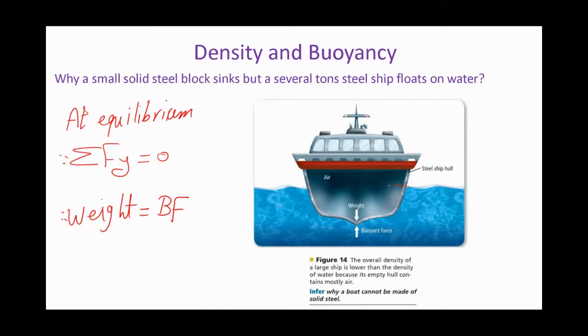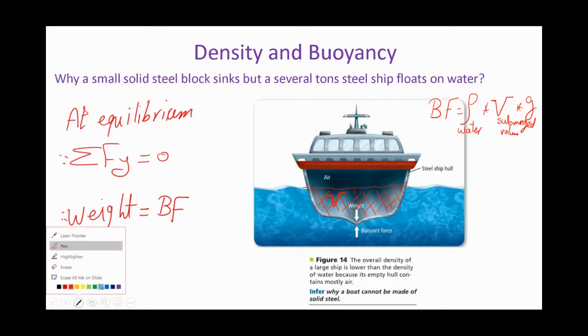If the object floats like this ship, what is the buoyant force on the ship? The buoyant force on the ship is density of what? Rho Vg. Always remember that. Rho Vg: density of water times volume of what? The submerged volume. Where is the submerged volume? This part is the submerged volume. Times g, which is 9.8. This gives you the buoyant force. And this ship floats.